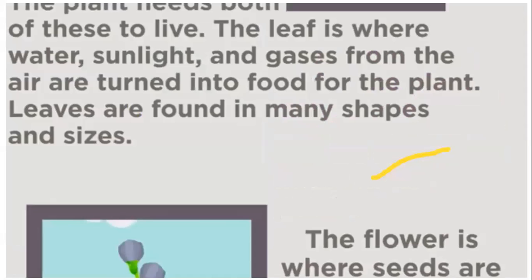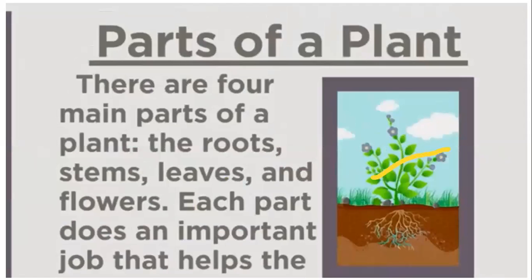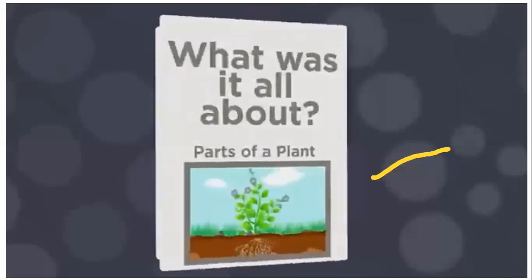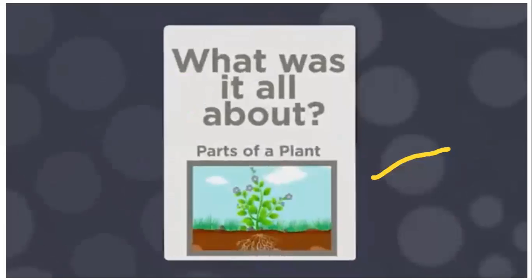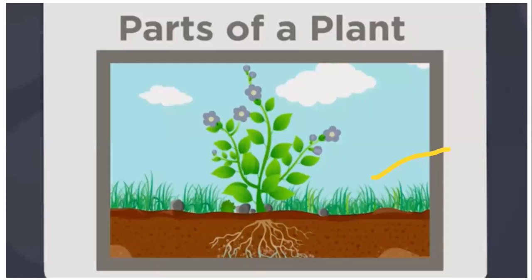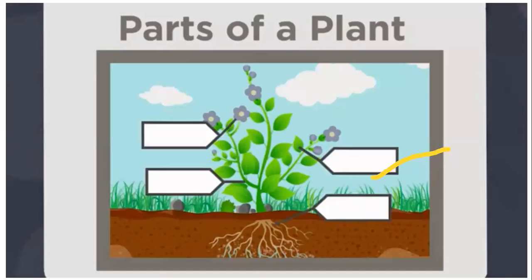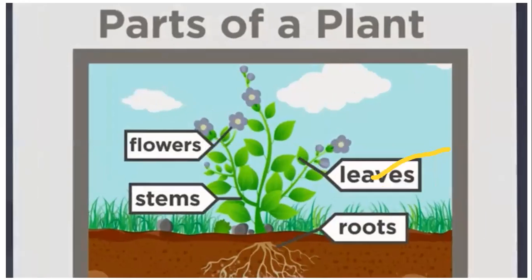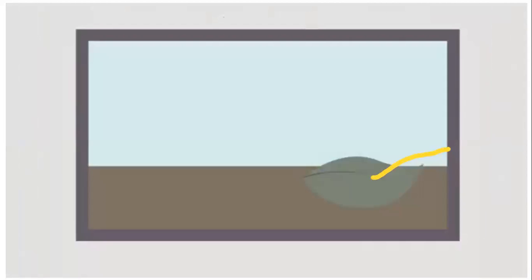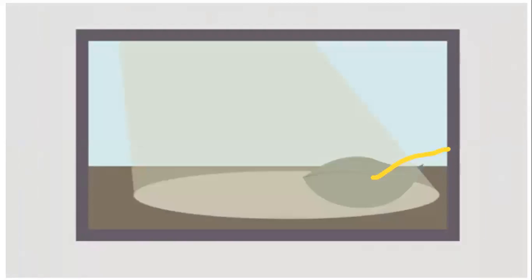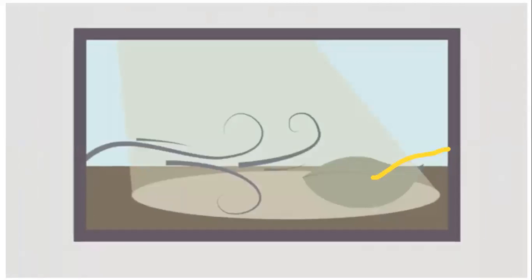Think about what you just read. What was it all about? The topic, or main idea, of this informational text is parts of a plant. Looking at the title is a good way to get a clue about the main idea. What are the 4 parts of a plant that were described in the text? The 4 parts are the roots, stems, leaves, and flowers. Do you remember that each part of a plant has an important job? What job do the leaves of a plant have? The leaves take in sunlight and air. They also make food for the plant.